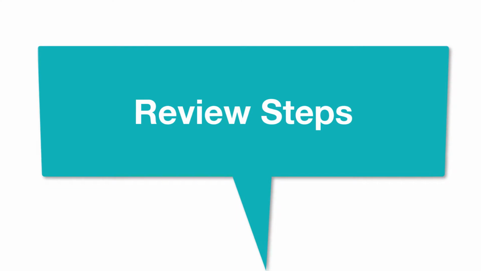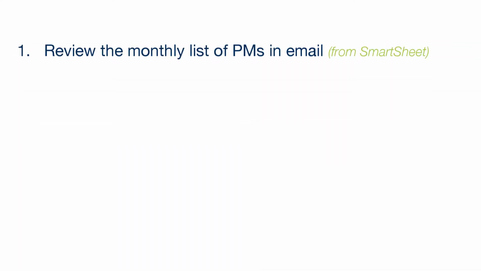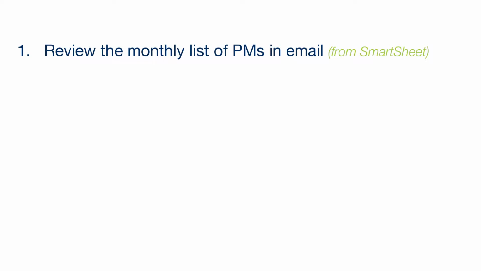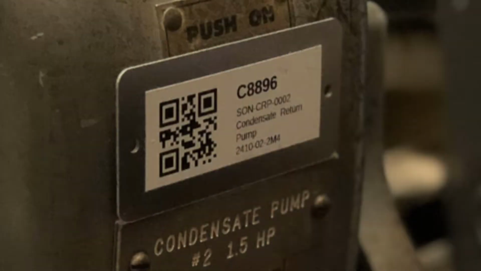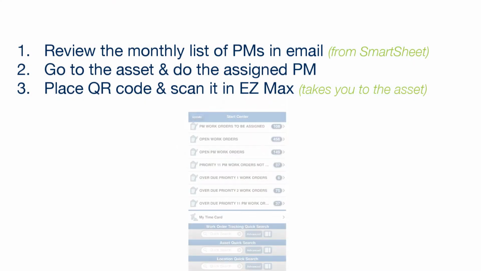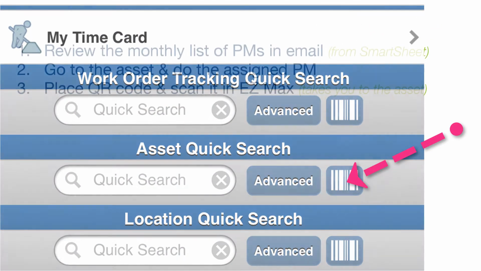Okay, so let's review the steps. You're going to review your monthly list of PMs in the email sent to you from Smartsheet at the beginning of the month. You're going to go and do the assigned PM. While you're there, you're going to place the QR code that you got from your chief in the beginning of the month and scan it in EasyMax under the asset barcode little icon in the asset search function.